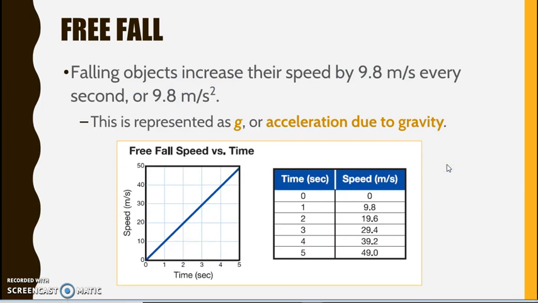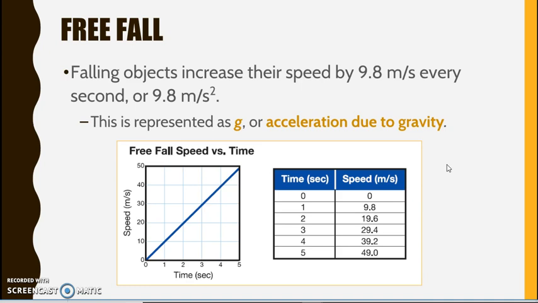So that's really all there is to acceleration. We're going to talk about the math part of it, how to calculate acceleration, a little bit more in detail in class. But free fall, pretty important that you understand the pull of gravity here.